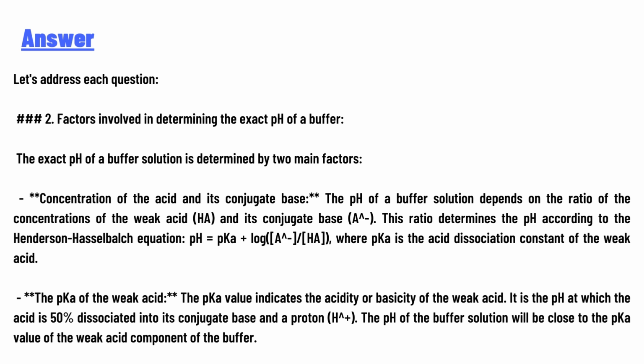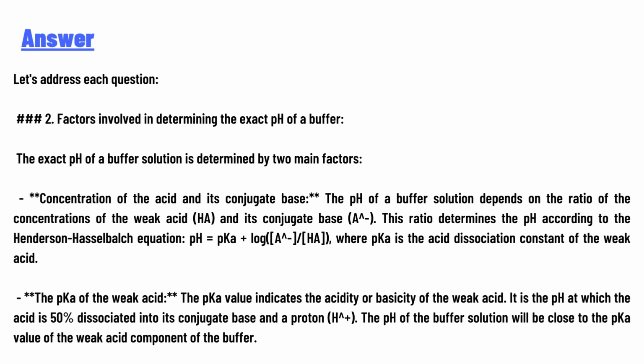The exact pH of a buffer solution is determined by two main factors: concentration of the acid and its conjugate base. The pH of a buffer solution depends on the ratio of the concentrations of the weak acid and its conjugate base. This ratio determines the pH according to the Henderson-Hasselbalch equation: pH equals pKa plus log [A⁻] over [HA], where pKa is the acid dissociation constant of the weak acid.